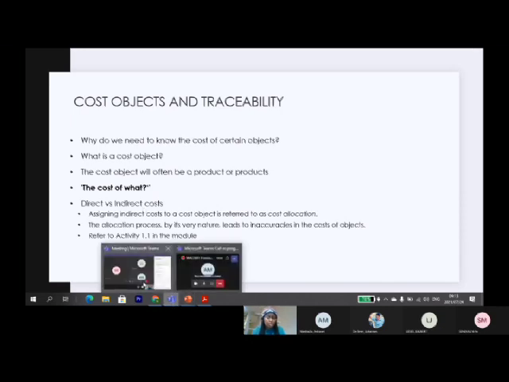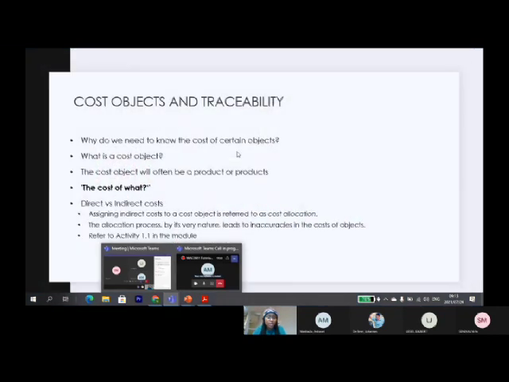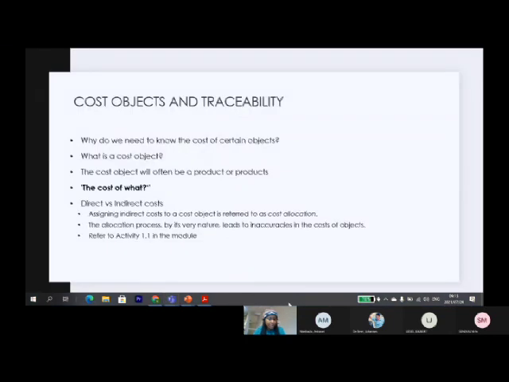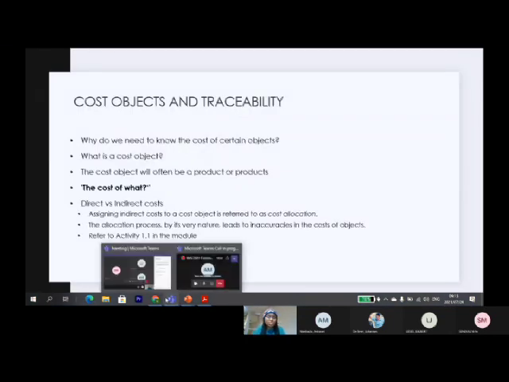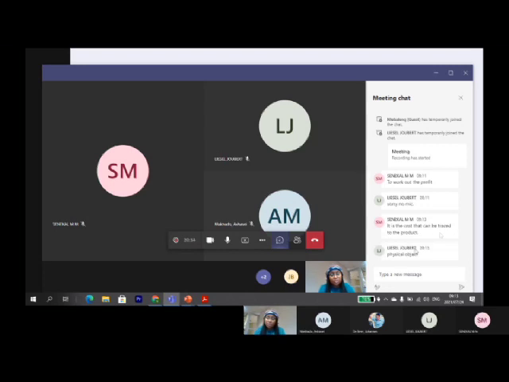So I'm going to post inside the group chat too, and you guys can feel free to answer. What is a direct cost? A direct cost and also an indirect cost. What example can you give me of a direct or indirect cost? It is the cost that can be traced to a product, to a physical object.